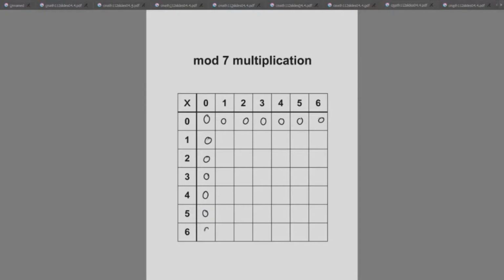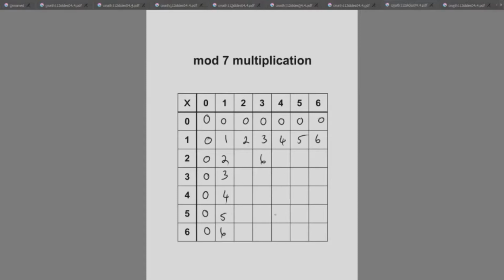That doesn't change. 1 times anything is just the same number. So 2, 3, 4, 5, and 6. So some of these rows are as expected, and all the numbers appear in some rows, and obviously not in others. 2 times, let's do 2 times 3. 2 times 3 is 6. 6 is there.